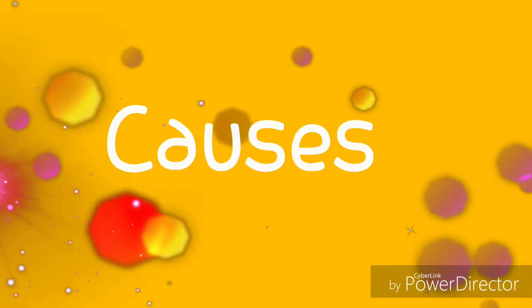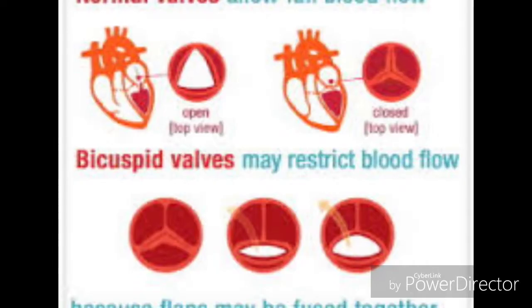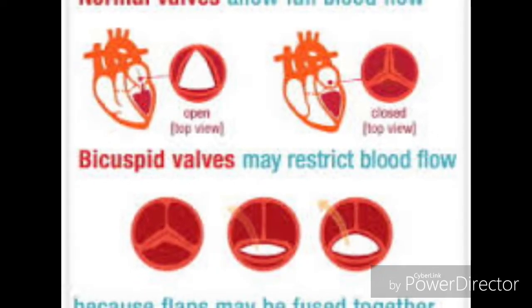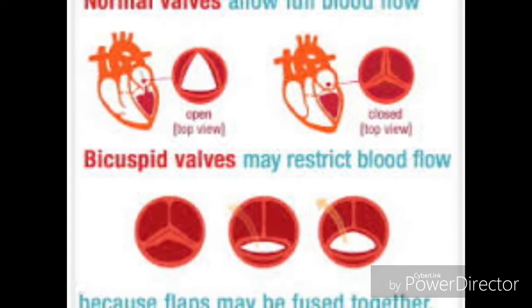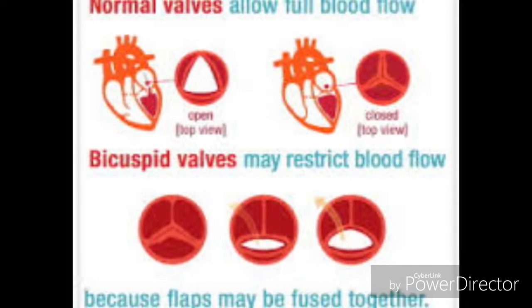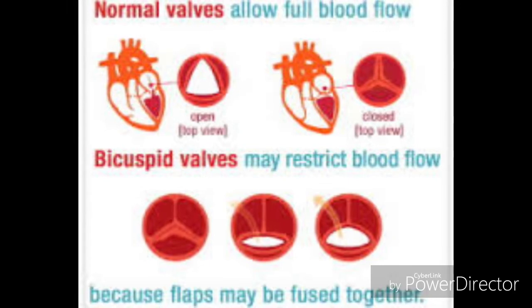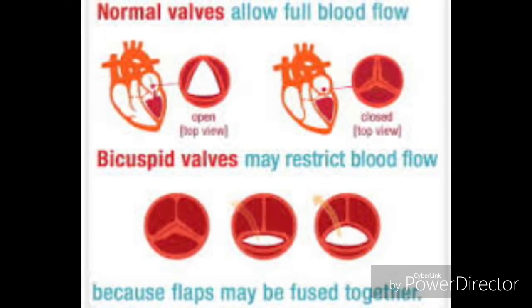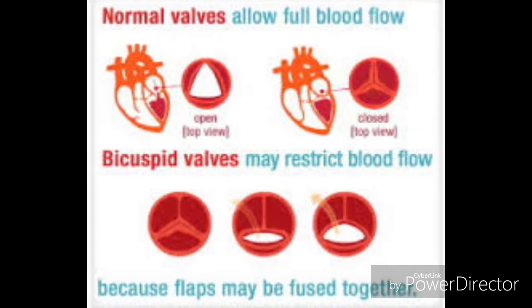So the first cause is a birth defect, which causes two of the flaps of the aortic valve to be fused together. And this, as you can see in the photo here, does not allow enough blood to flow through. And not enough oxygenated blood flowing through means that the body does not get enough oxygen, which it needs.